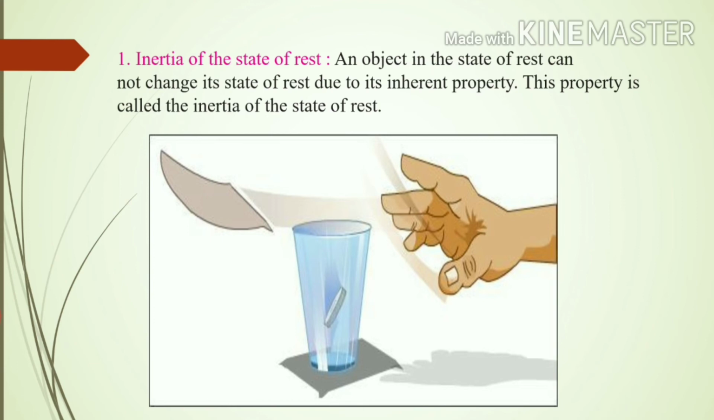Initially, the cardboard was placed on the glass and the coin was placed on the cardboard. When you give a flick to the cardboard, it moves forward, but the coin falls down in the glass. It is because the coin tries to maintain its state of rest.